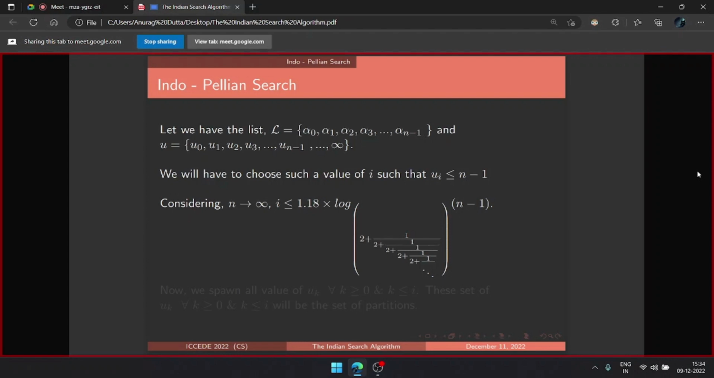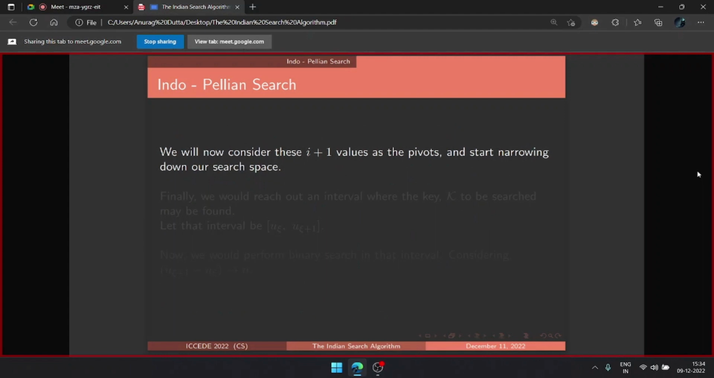But considering n tending to infinite, i would be less than or equal to 1.18 times log base this particular series of n minus 1. Now we could spawn all values of uk for all k greater than or equal to 0 and k less than or equal to i. This set of uk would be the set of partitions. Now if we consider these i plus 1 values as the pivots and start narrowing down our search space, finally we would reach an interval where the key k is supposed to be found.